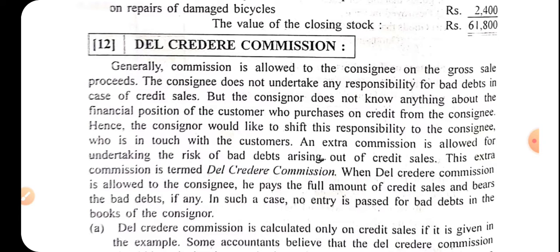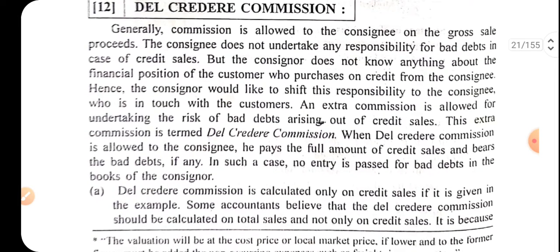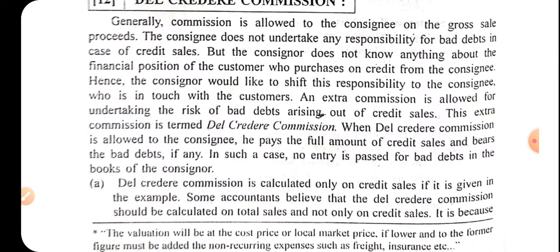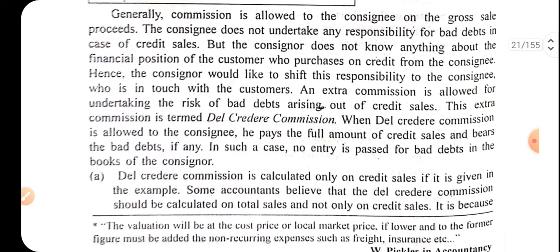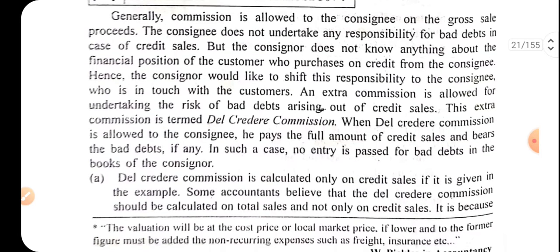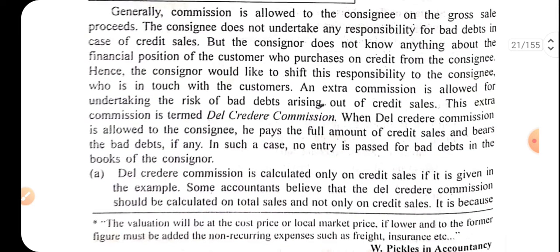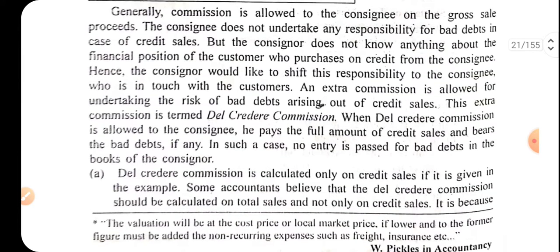Generally, the commission is allowed to the consignee on a gross sale, but sometimes the consignee is making a credit sale, and this credit sale sometimes becomes a loss for the consignee. This credit sale is made by the consignee sometimes with the recommendation of the consignor, but if the consignor does not recommend making a credit sale, still the consignee makes credit sales to increase sales and meet the sales target.